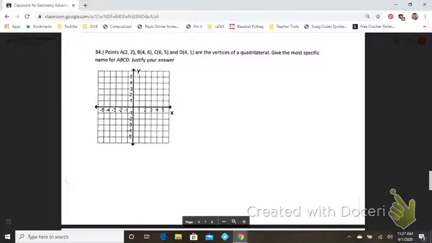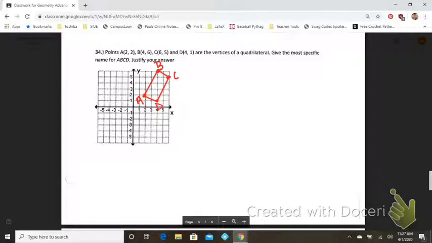All right, 34. We're given some points of a quadrilateral. Give the most specific name for it and justify your answer. All right, so I went ahead and plotted my points, A, B, C, and D here.